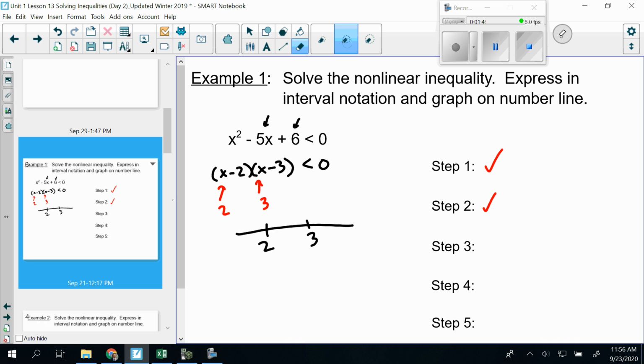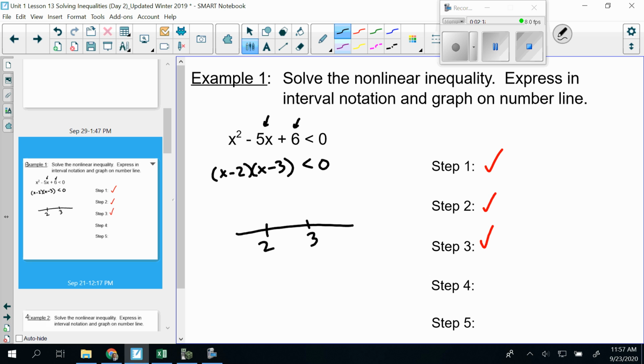If it was a little bit harder and you couldn't just look at it in order to figure those out, you can just take the factor, set it equal to 0 and solve it, and that would give you the same thing. So if it's a harder one, set it equal to 0 and solve. Okay, so that's step 3. Step 4 here, now we want to test the intervals. So between 2 and 3 and outside of 2 and 3, what's going on here?